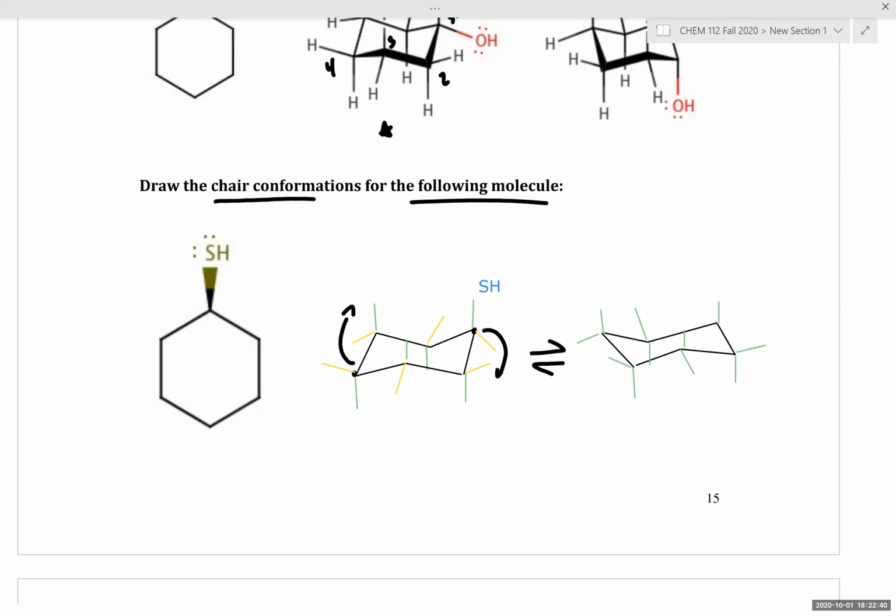Okay, so we've drawn our ring flipped cyclohexane skeleton, and we've drawn our ring flipped chair conformation. Now, where does that thiol end up? So if this is carbon 1, yep, carbon 1 ends up right here, pointing down, and the thiol is still pointing up. This is really important. When you draw ring flips, it's really important that you respect the stereochemistry. Wedge, the group is pointing up.